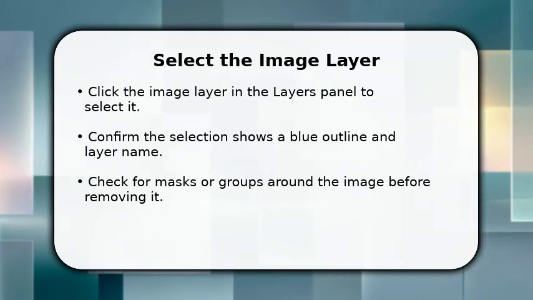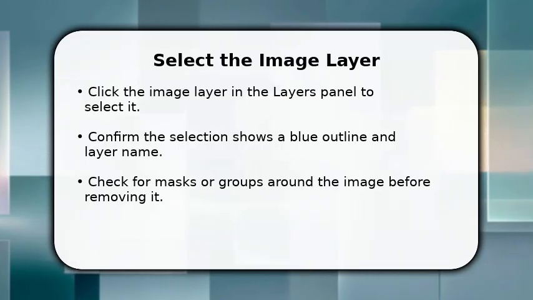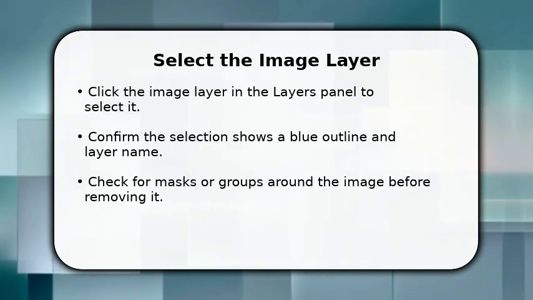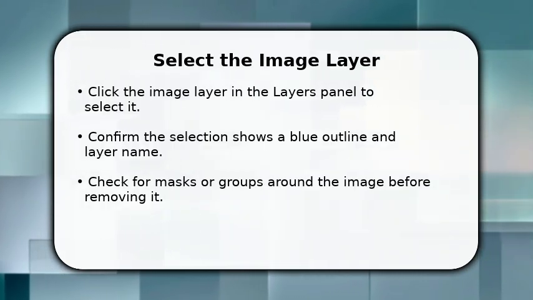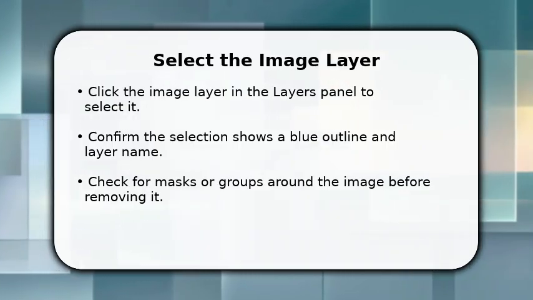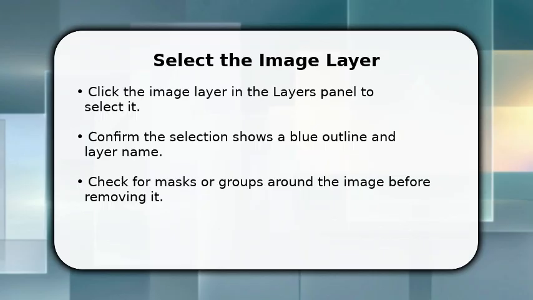Click the image layer in the Layers panel to select it and start. Look for a blue outline and the layer name to confirm selection. Inspect nearby layers and groups for a mask or clip path affecting the image. If the image is inside a group, double-click to enter the group and isolate the image layer.